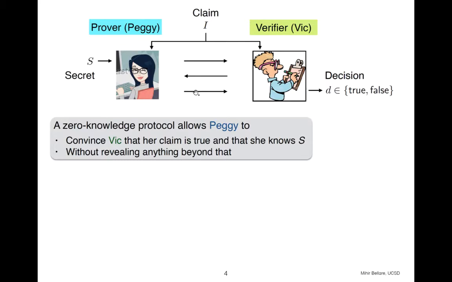And this conviction will take the form of interactions in which she sends a message, Vic sends a message back, and so on, until in the end, Vic outputs a decision, which is a Boolean. The purposes of the protocol are twofold. First, that the prover should convince the verifier that the claim is actually true, and possibly that she knows the underlying secret or witness. The zero-knowledge aspect is that nothing beyond that should be revealed. So nothing about why the claim is true or what exactly is the secret that makes it true.